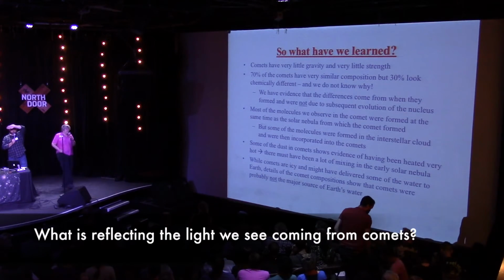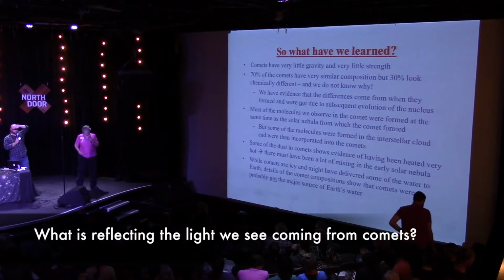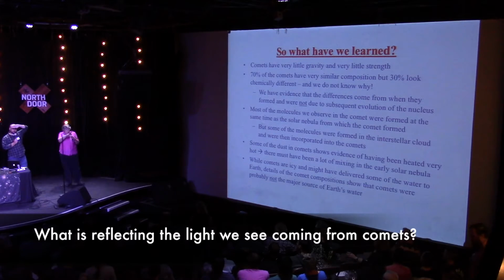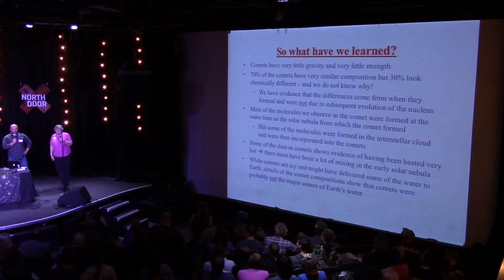It's light reflecting off the dust mostly. Some of it is light fluorescing on the gas, but most of what you see with the white part is the dust reflecting light. All right, more questions.